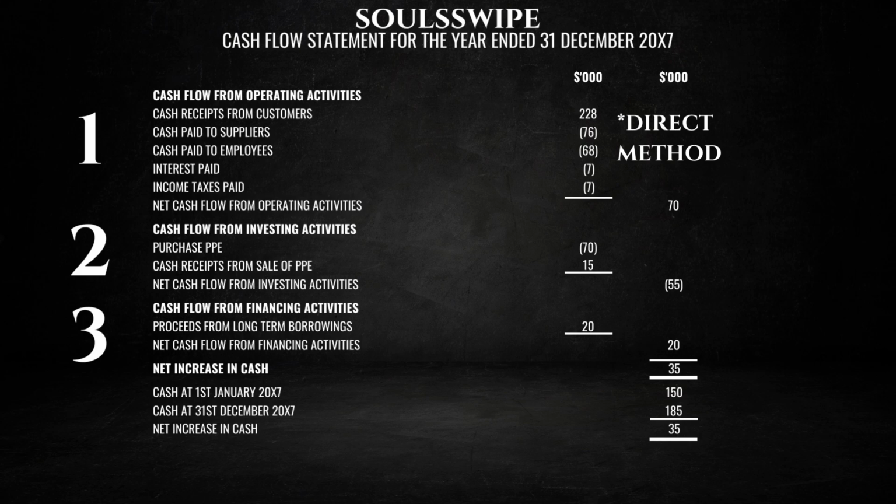Now here's where things get interesting: the indirect and direct methods. The primary distinction lies in how these methods handle the cash flow from operating activities. While the sections for cash flow from investing activities and cash flow from financing activities remain consistent regardless of the method used, it is the cash flow from operating activities that differentiates the two.